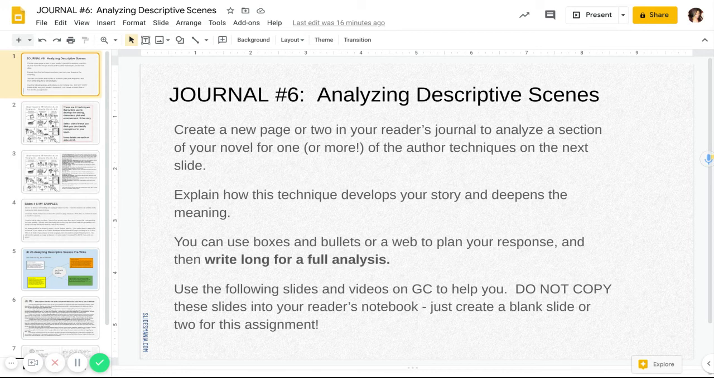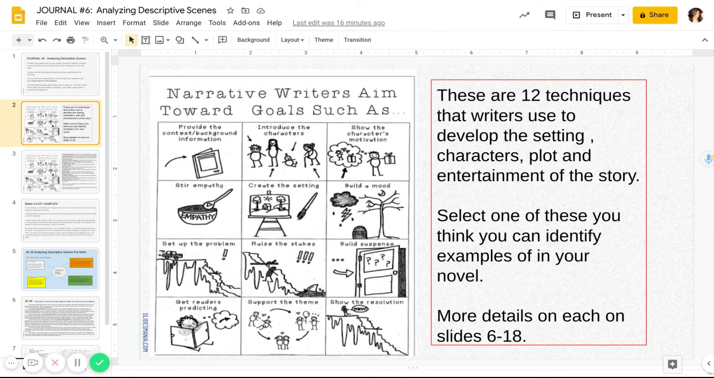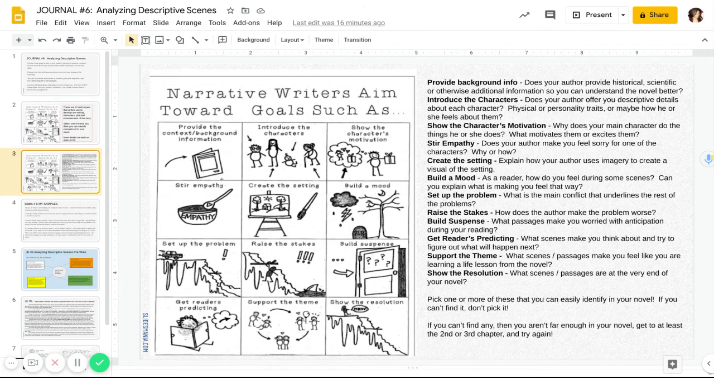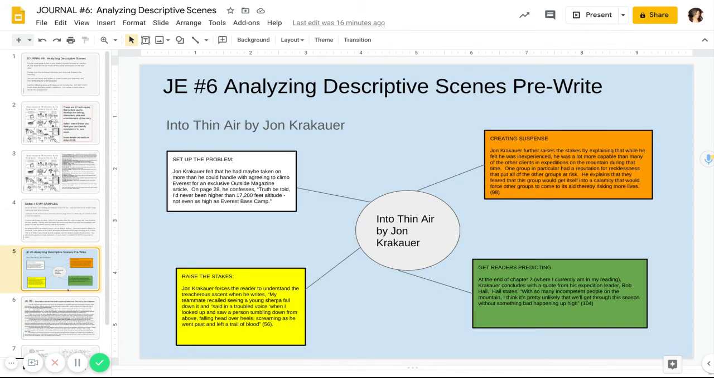So again, Journal 6, analyzing descriptive scenes. Pick 2 of these. If you feel like you can't, then maybe you're not far enough in your novel and you need to read a little farther. Here is, once again, a detailed description of each one of these things. And here are some samples to get you through it.